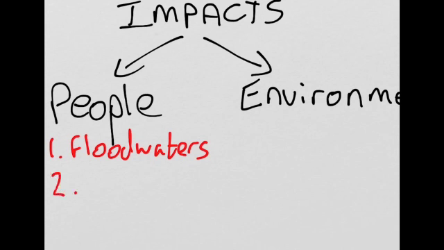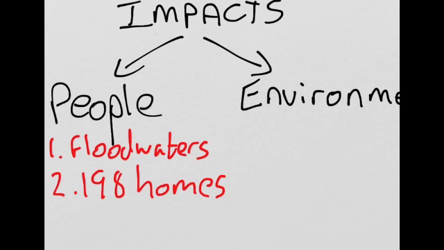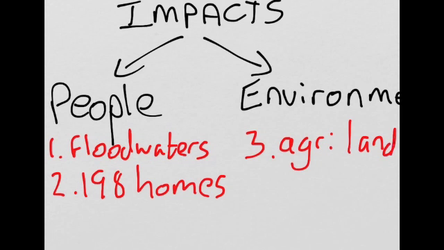Second one, or impact 2, is that 198 homes were flooded. So again, that's clearly an impact on people. This meant people lost their personal possessions, and the cost to repair homes and belongings was huge. Third impact is that the agricultural land was flooded, animals were killed and crops were destroyed, and this proved a huge cost for farmers to recoup. Again, I'm putting this under environmental, but equally this is under people as well, because it proved a huge cost for farmers.